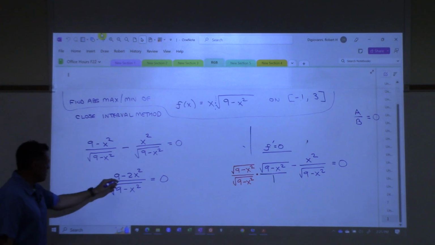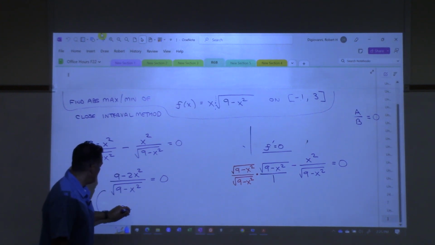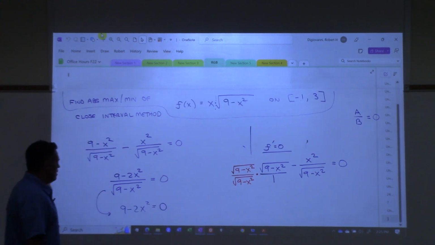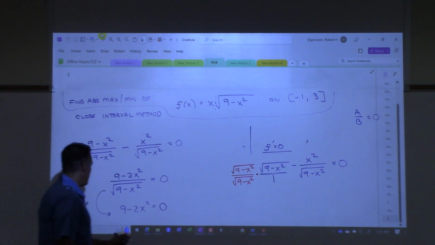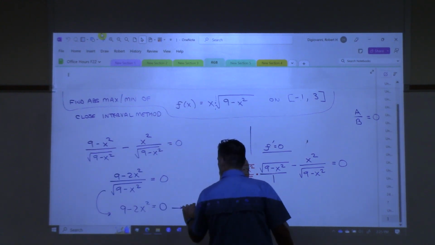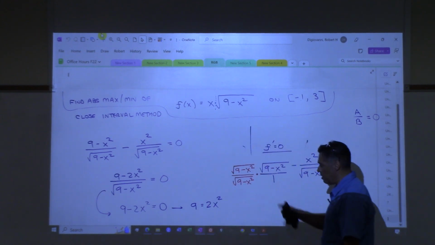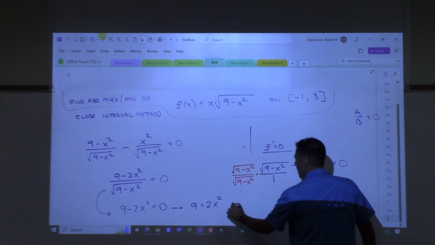So from here I'm just going to ask myself when 9 minus 2x squared equals 0. And that is a little quadratic equation. It can be solved many different ways, right? I'm going to choose to solve it by moving the negative 2x squared to the other side to make it positive 2x squared. Add 2x squared to both sides. Divide both sides by 2.